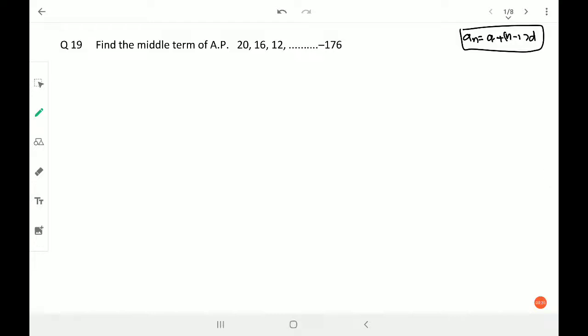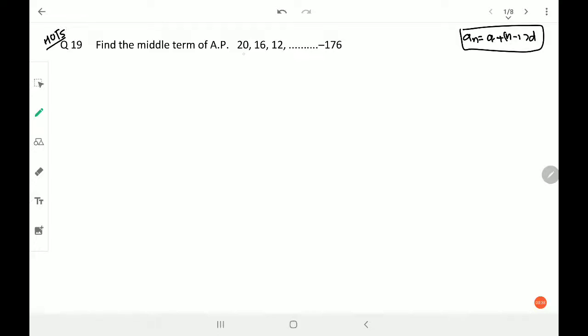And here is the next one. It is kind of a HOTS question, so please make sure that you understand. Even the first negative term question, which we had solved before this, was also a kind of HOTS question. So both of these are very, very important questions. Keep in mind: find the middle term of an AP.